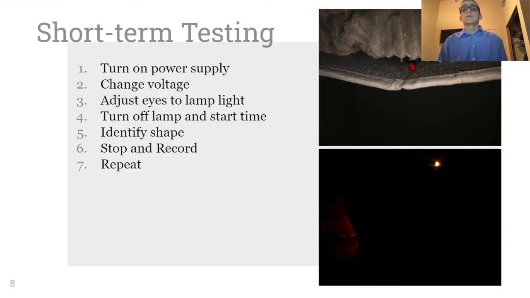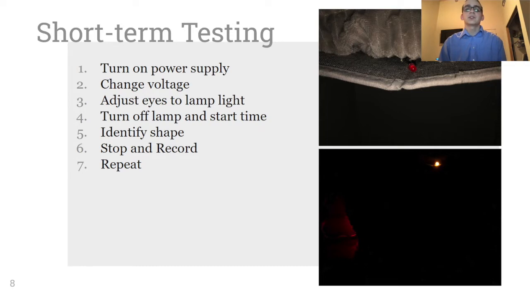So the whole process for the short-term testing, I followed a series of steps. The first was to turn on the power supply so that the LED would be powered. And then I would change the voltage on it to the appropriate voltage that I was using, say for red, 1.8 volts. I would then adjust my eyes to the lamp light, so this is simulating a bright hallway. And then I would turn off the lamp and start the time on my timer. This is to simulate entering a dark room from the bright hallway.